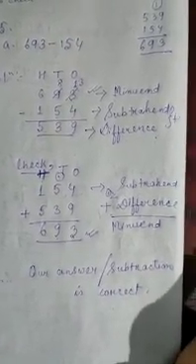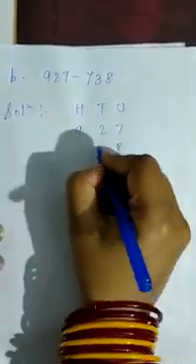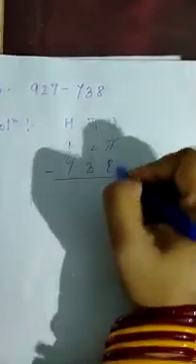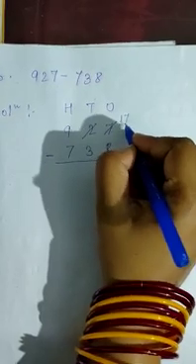Okay, I will show you one more. Now you see B number. At first, what do we have to do? We have to arrange the numbers: 7, 2, 9 and here 8, 3, 7. Now you subtract. Here 7 is smaller than 8, so we will make it 17. From 2 I have borrowed 1, so it becomes 17.